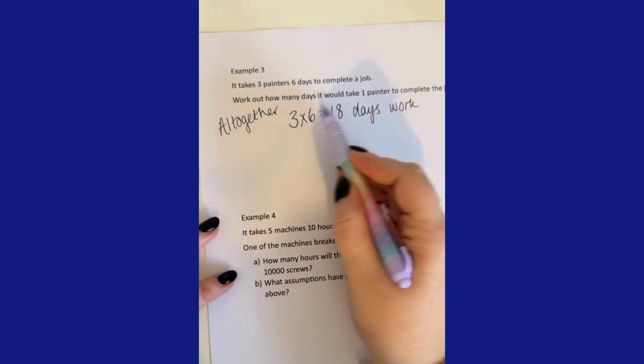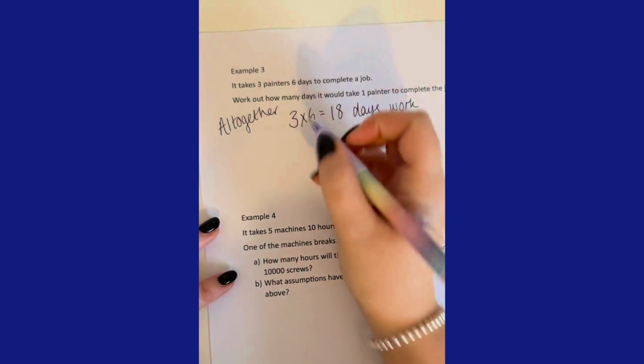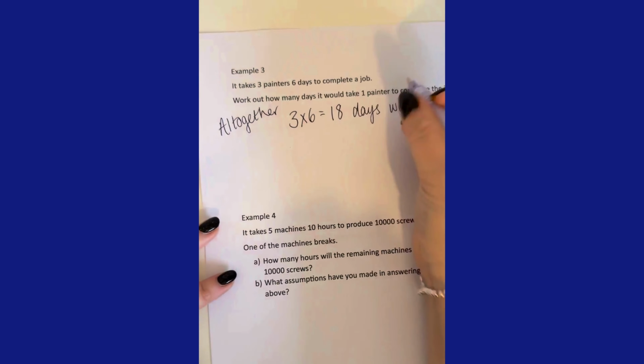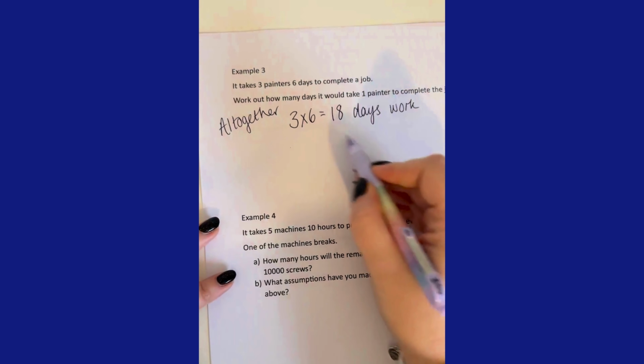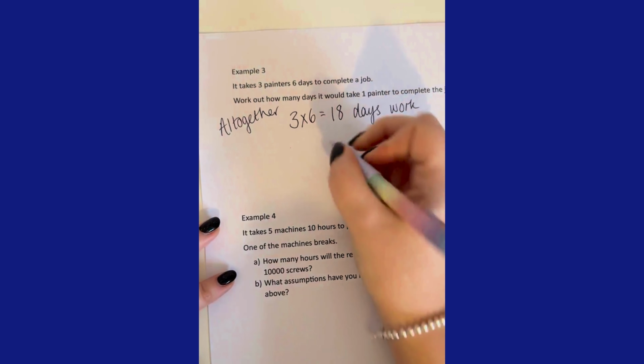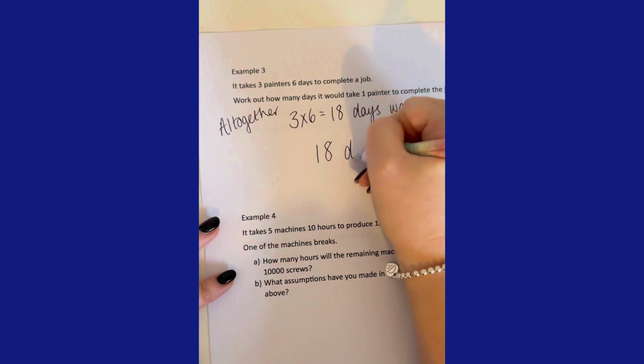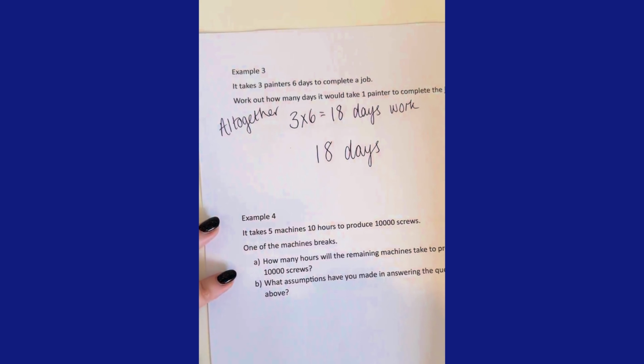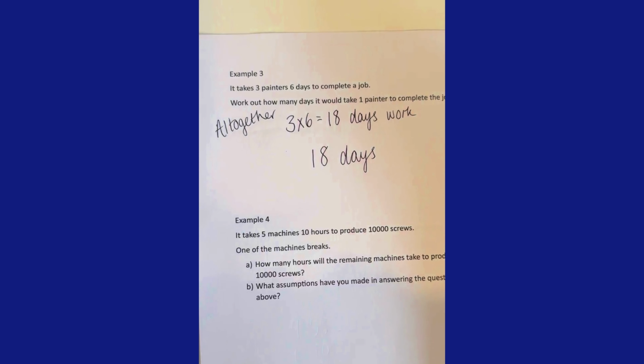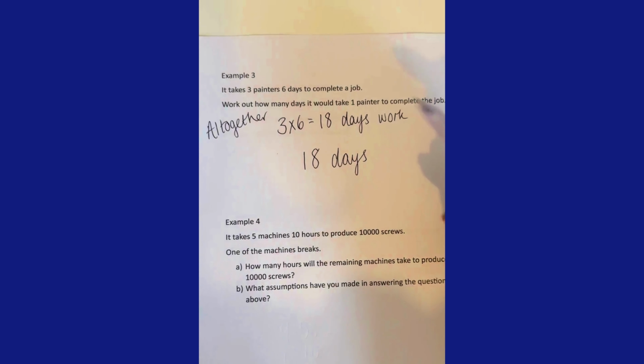Which means work out how many days it would take one painter. All I then need to do is say, well, if it's 18 days work altogether, one person is going to take 18 days, okay? If I then wanted to figure out how much it took 2 painters, for example, I would just take 18 and divide that by 2. So it would take 2 painters 9 days, okay?